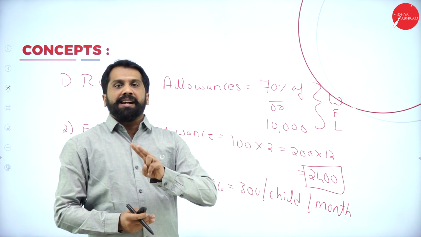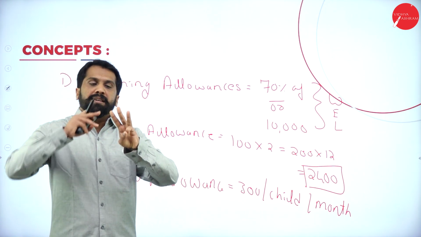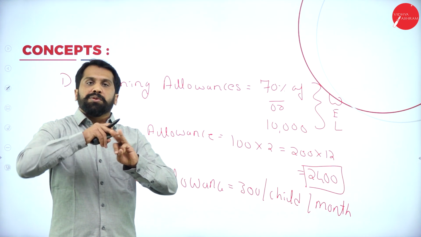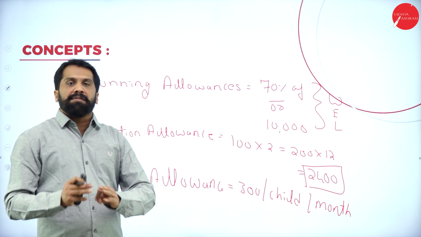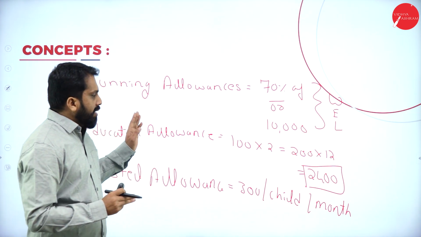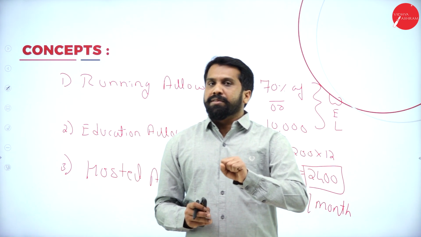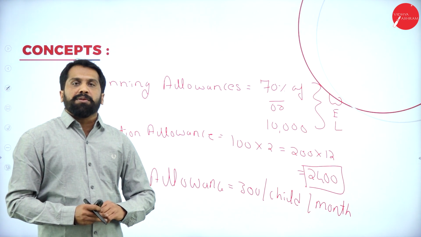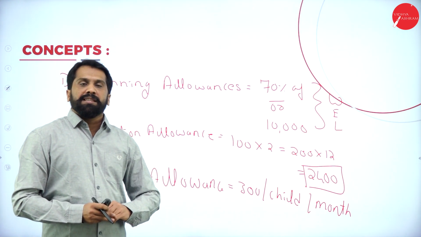If there are 2 children, again 300 plus 300. If there are 3, for the third one we will not give any exemption. Only for these 2 we will take exemption. You may have a doubt. It never happens in your question paper. They will not ask you like that. But for your curiosity, I'll tell you now. The government, or income tax, what they have told: up to 2 children, these kinds of exemptions they will get.